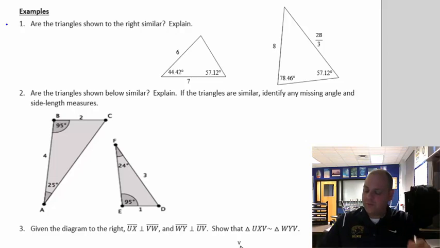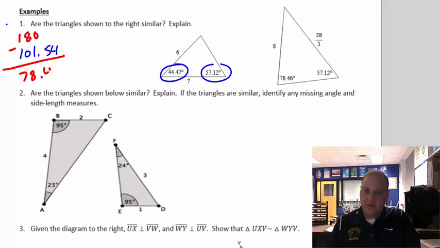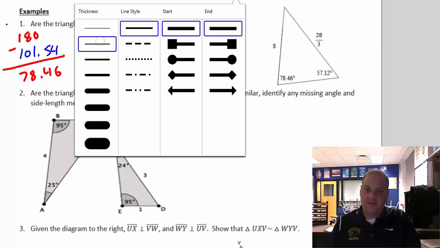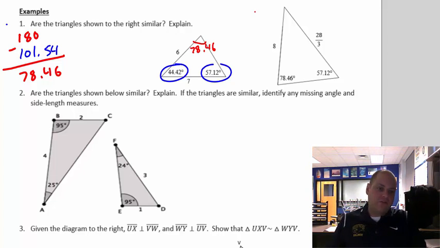All right, so I have that here. I added those up, and I came up with 101.54. Now we know the three angles of a triangle add up to 180. So I did 180 subtract 101.54 and I got 78.46. So 78.46 is going to be this angle right here, 78.46, right there.